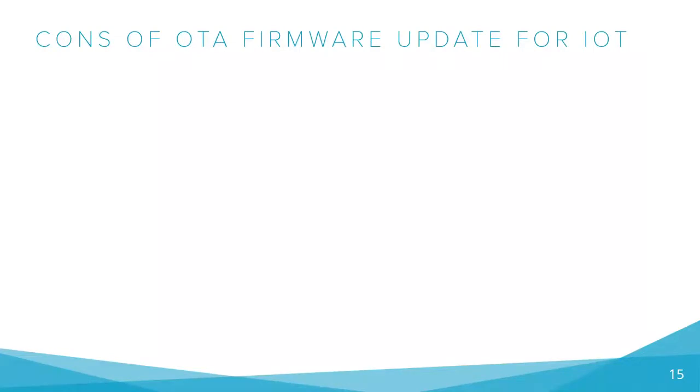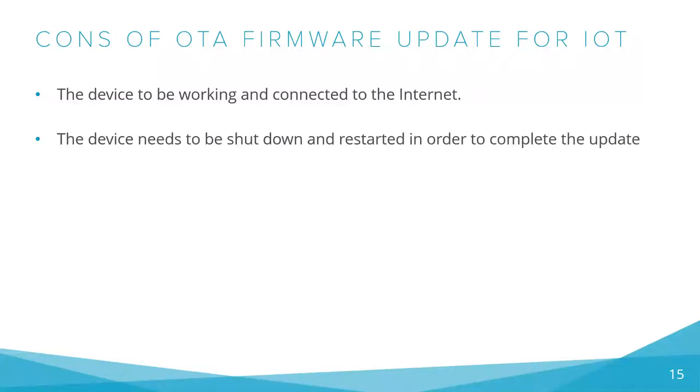But again, it has some cons over manual firmware updates. While they are highly convenient for both IoT manufacturers and users, OTA firmware updates do have some drawbacks. For one, they require the device to be working and connected to the internet. In addition, the device needs to be shut down and restarted in order to complete the update, which can be a problem for any scheduled operation.